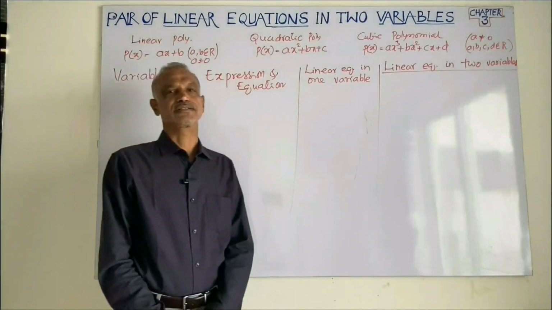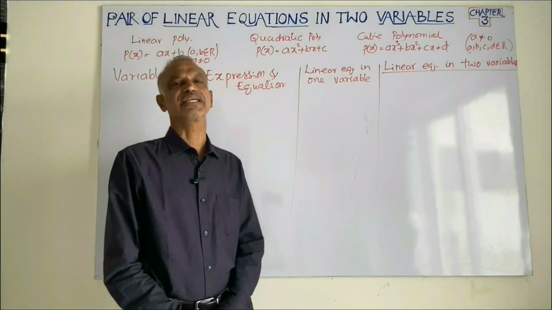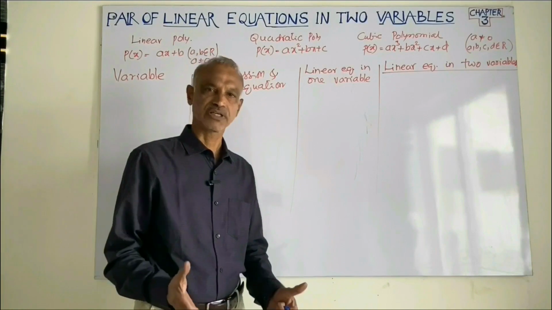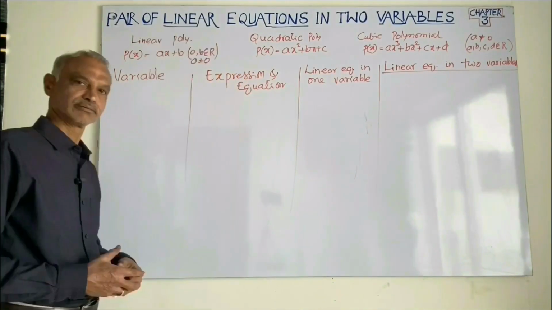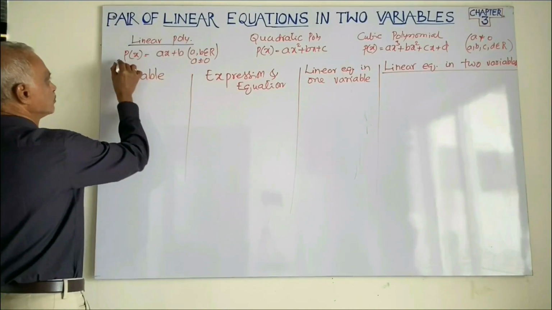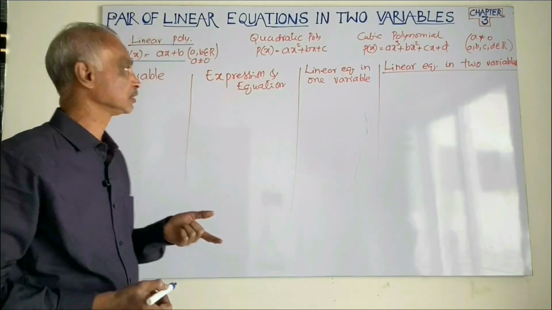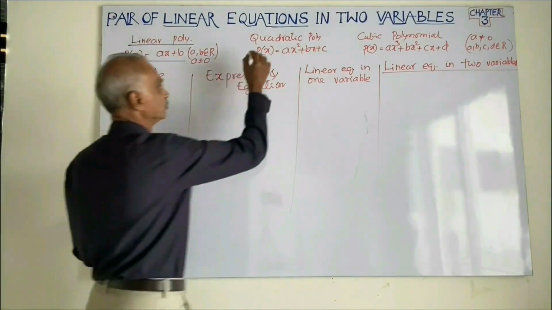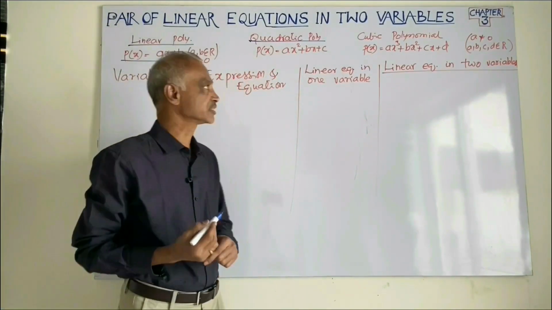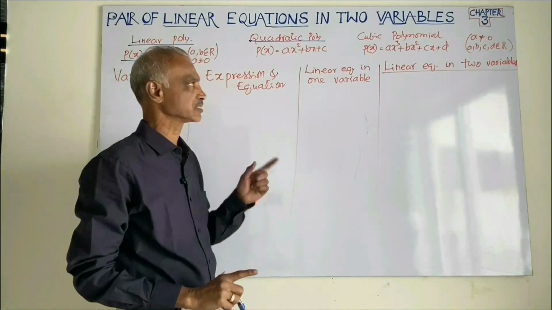Hi students, after polynomials, we have pair of linear equations in two variables. We have already learned what is a variable and what is a constant. Now, you know linear polynomial. What is a linear polynomial? P of x is equal to ax plus b, a is not equal to 0, a and b are real numbers. You know quadratic polynomial, p of x equal to ax square plus bx plus c, and cubic polynomial is ax cube plus bx square plus cx plus d.